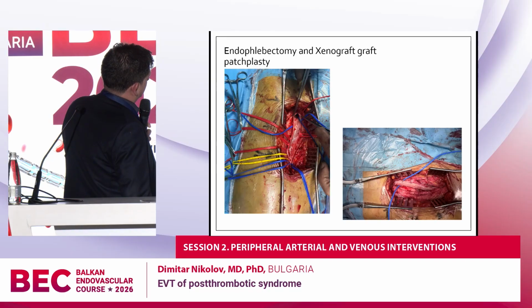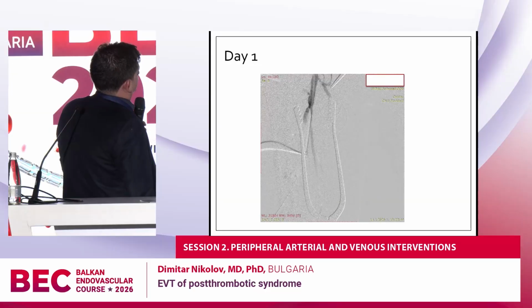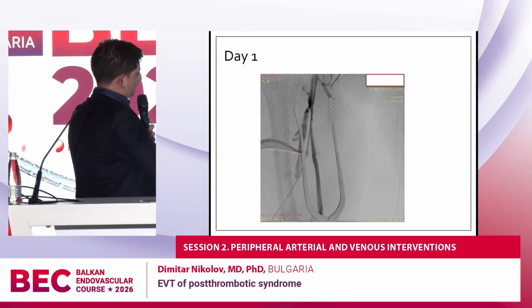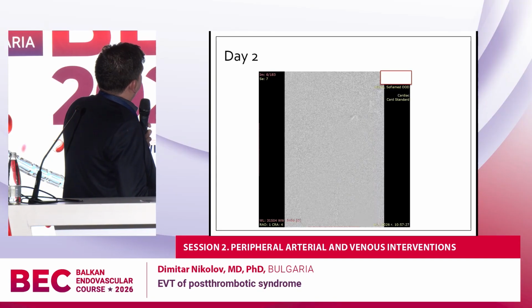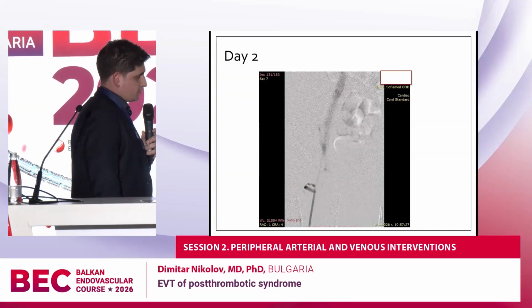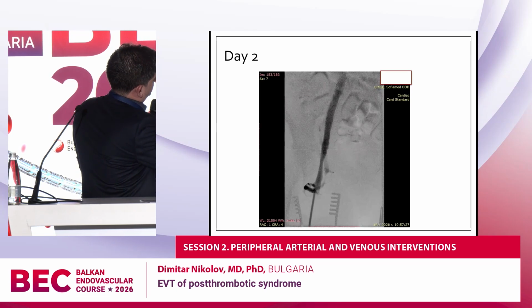After that, we did a xenograft patchplasty, and that was the final result. On the profunda, there is a vessel loop, it's not stenosis. So on the second day, we had thrombosis of the whole thing. We opened again, and this was the part between the last stent and the patchplasty.